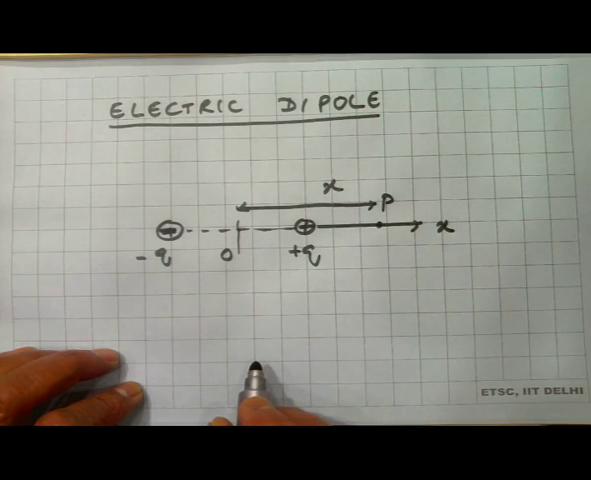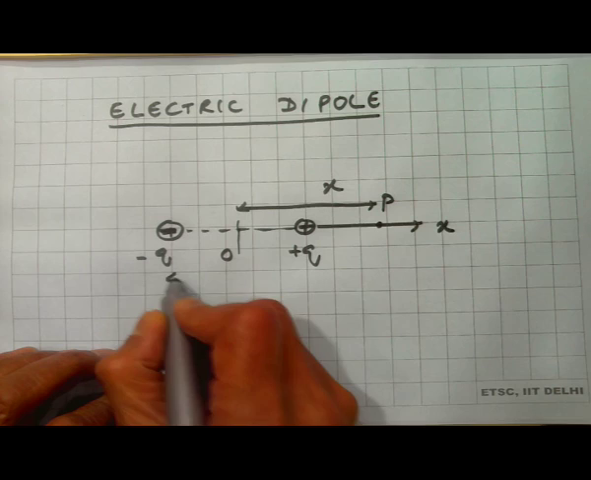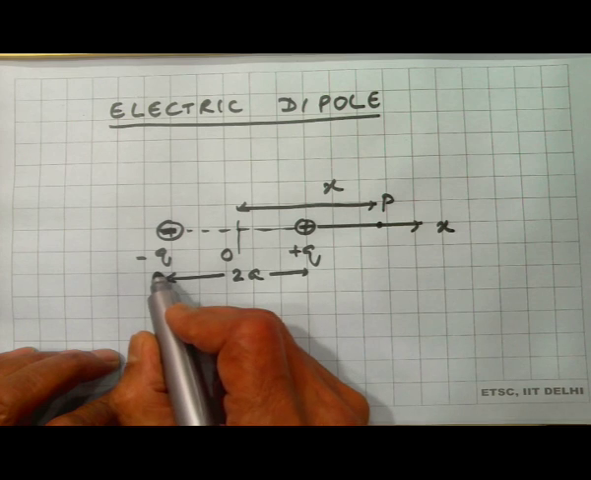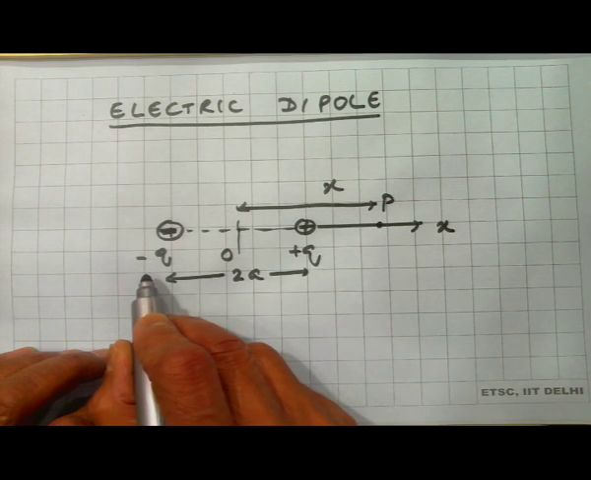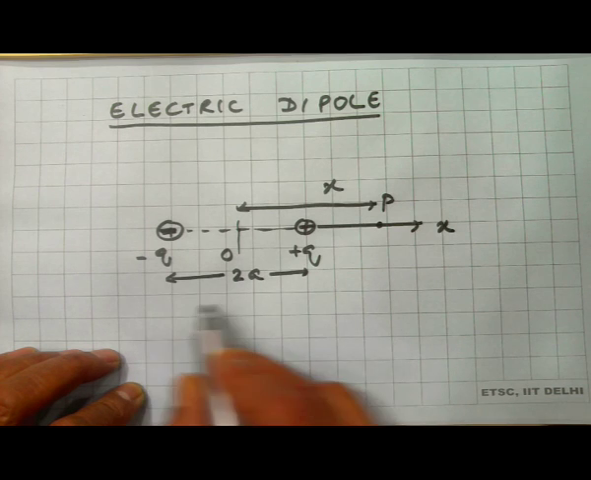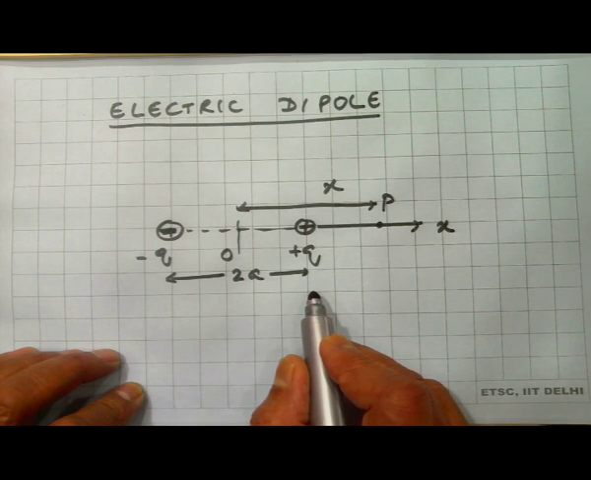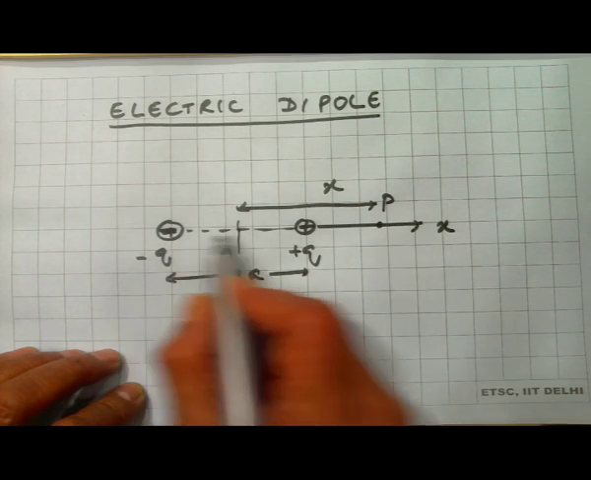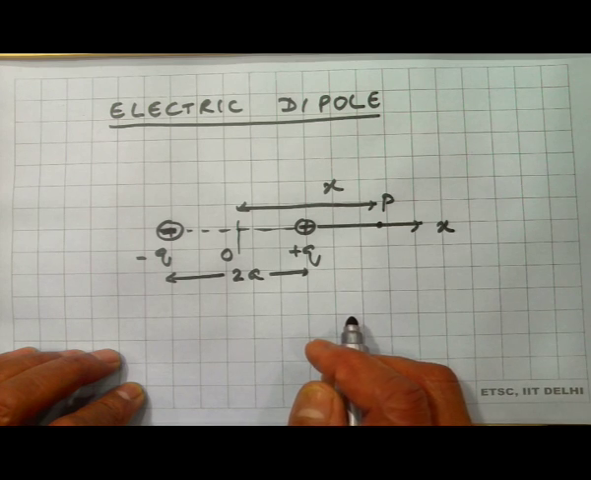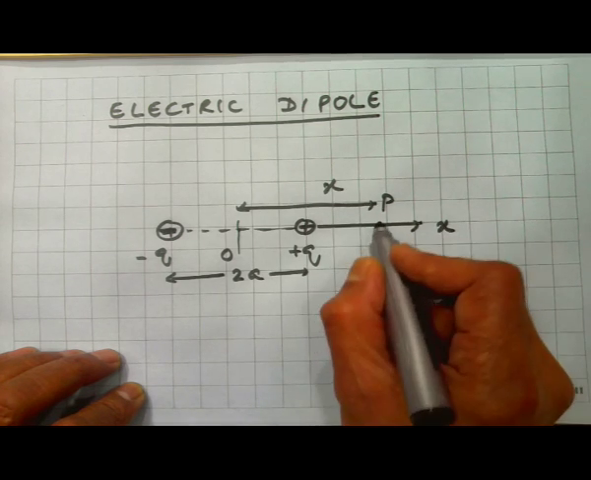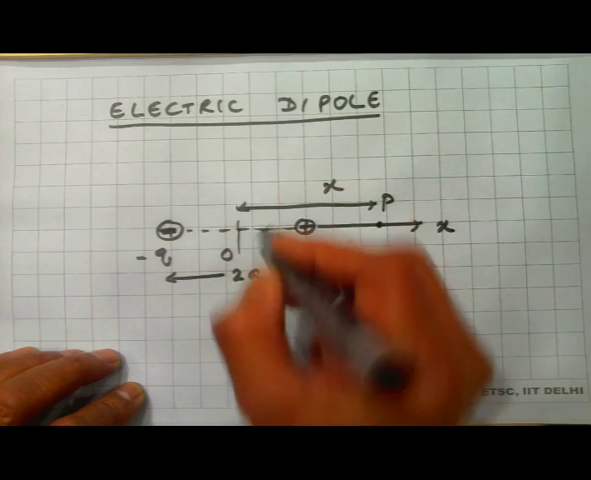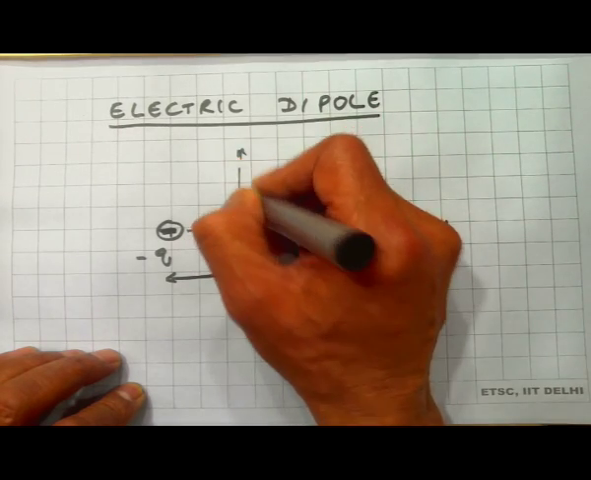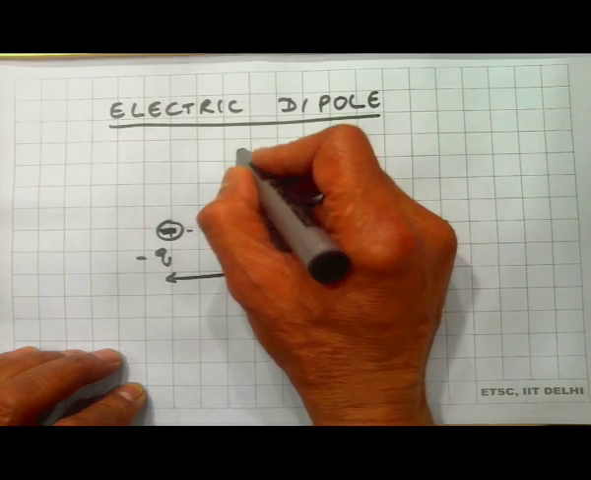Okay. And let me assume that this separation is 2a. So, two charges plus q and minus q kept at a separation of 2a, and I am trying to calculate the electric field along the line joining the two charges. So, I take a point P which is at a distance x from the center of these two charges. So, this is my x axis and this is my y axis here.